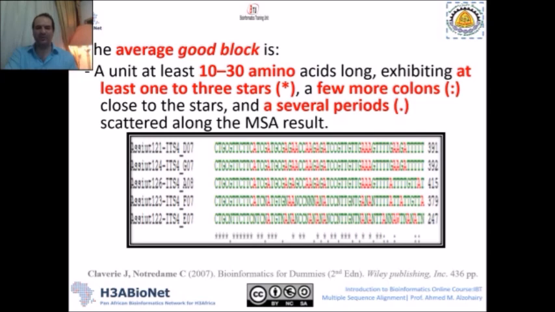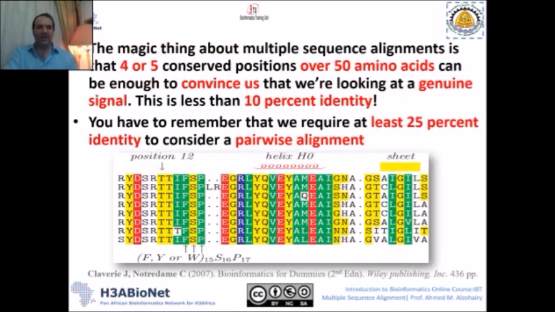If you take a look at something like this, you can see that this is a good block to interpret and take a look at, and it may give you an indication of something. The magic thing about multiple sequence alignment, as we always say, is that in protein, even less than 10% identity can give you a signal that there is something meaningful.